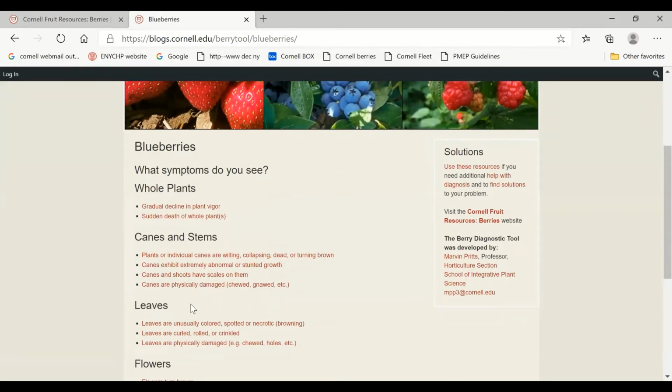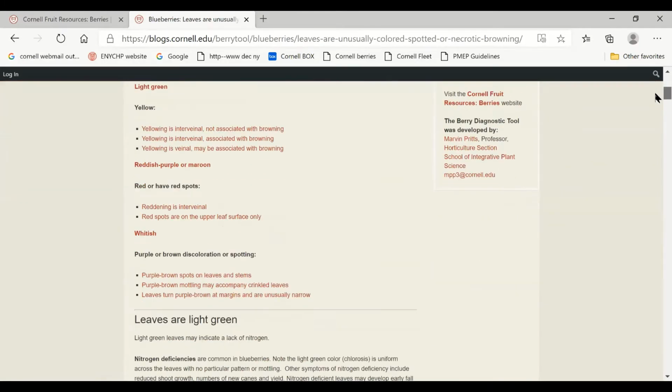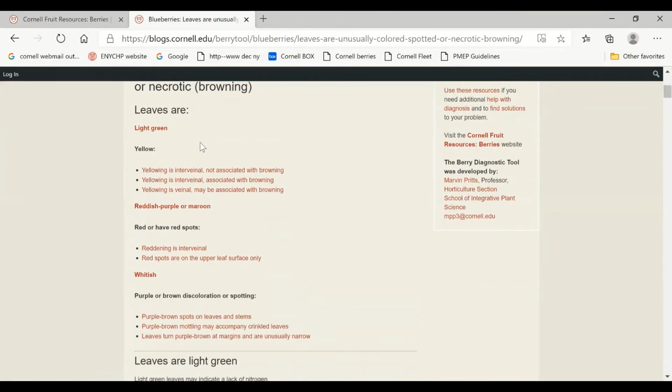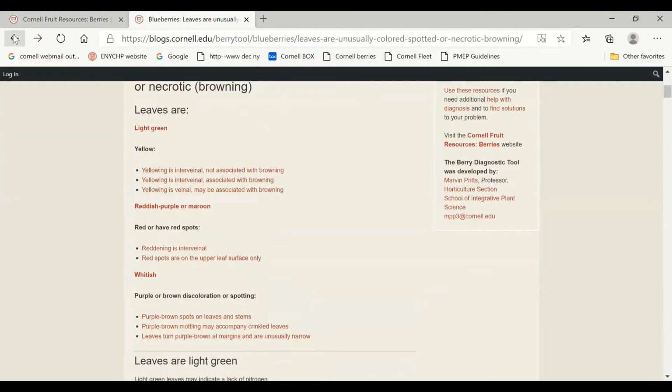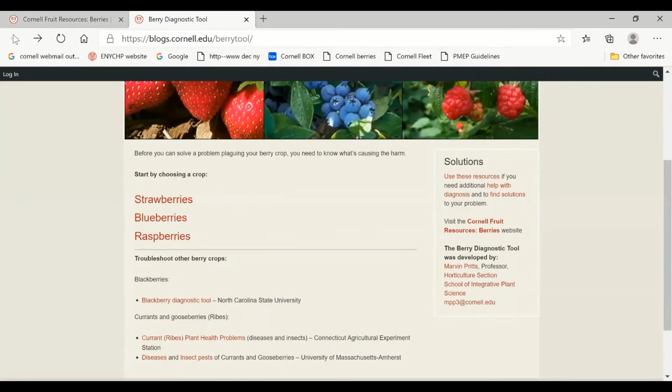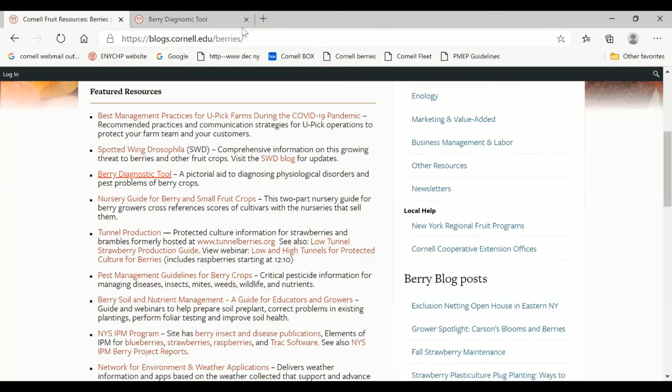This is in blueberries. We'll look at leaves. Leaves are unusually colored, spotted, or necrotic. That means browning. And you can go down, and then what color are those leaves? They're light green or yellow. Yellowing is interveinal. Yellowing is veinal. Reddening is interveinal. Red spots are on the upper leaf surface only. And so you can look at this and voila, there's a picture of what we call red ring spot virus. And that is going to be the first thing you're going to want to know, is what are you dealing with? And then you can move on. Anybody have any questions about the berry diagnostic tool?